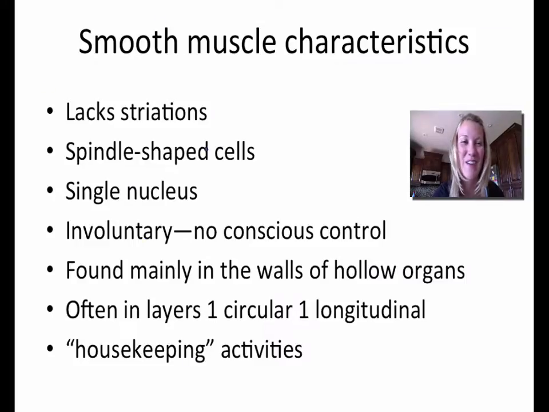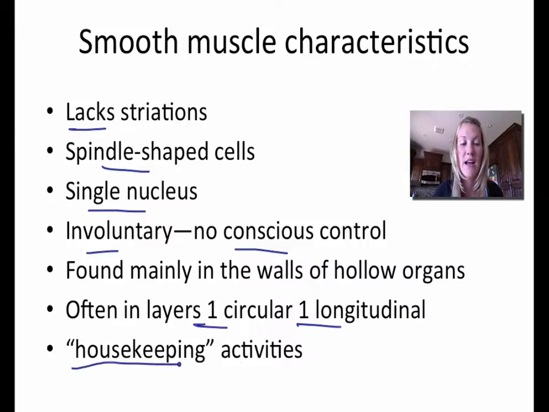Okay, so smooth muscle characteristics. I'm going to fly through these because we've already talked about these in a couple of chapters previously. Smooth muscle lacks striations. They're spindle-shaped. They contain a single nucleus. They're involuntary, which means they have no conscious control. And then they're found mainly in the walls of hollow organs. They're in layers of one circular layer to one longitudinal layer. And they're going to take care of the housekeeping activities. Housekeeping are going to be things like maintenance of the digestive system, the urinary system. It's going to do all of the housekeeping things that you don't have to worry about.